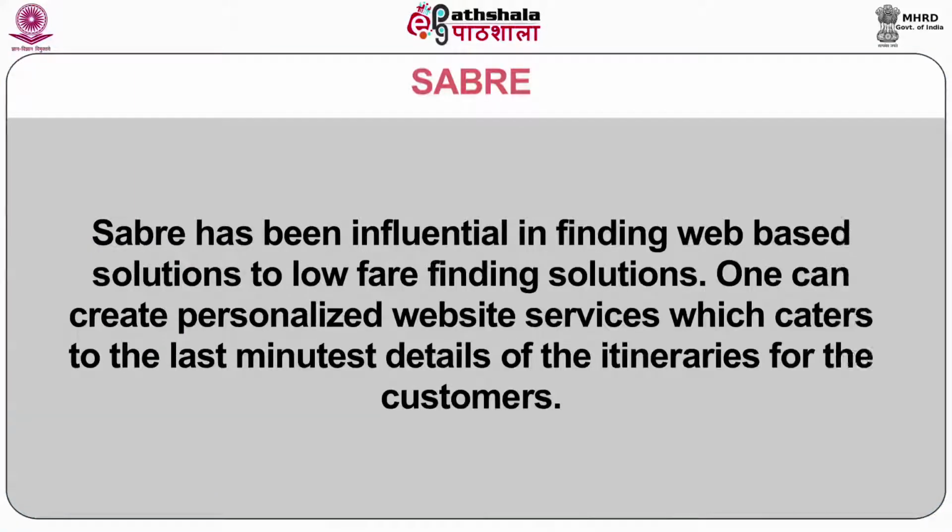The head office for Sabre is in Southlake, Texas. From this point, it serves more than 60,000 agents through its amalgam of 400 airlines, 55,000 hospitality units, more than 52 car hires, more than a dozen cruise companies, etc. Sabre has been influential in finding web-based solutions to low-fare finding. One can create personalized website services which cater to the last-minute details of the itineraries for the customers. Not only itineraries, it also provides ample information on the destinations too.